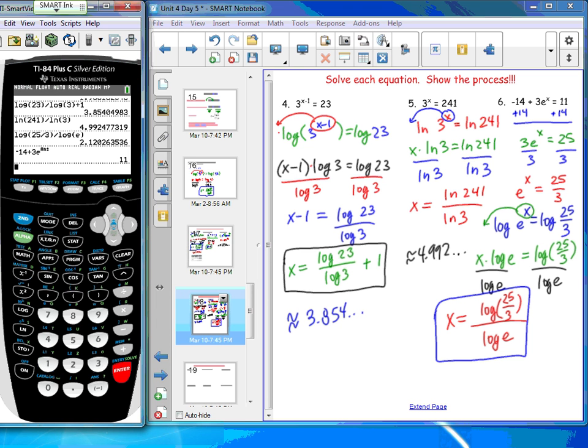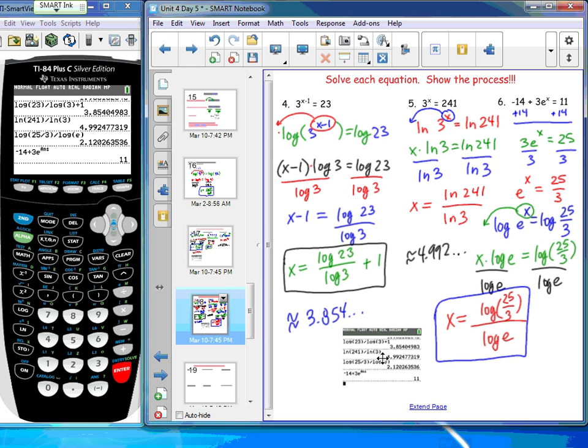Now, if we had put decimals here, we wouldn't get exactly 11. We get about 11. So it looks like we're doing pretty darn well. As a decimal, we got about 2.120.